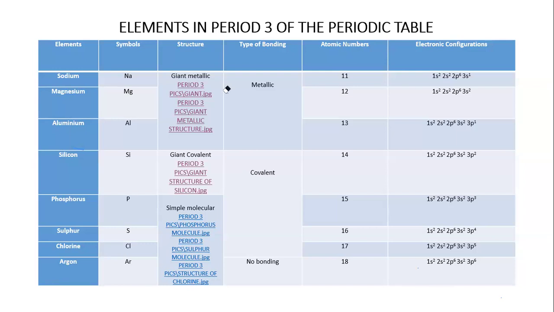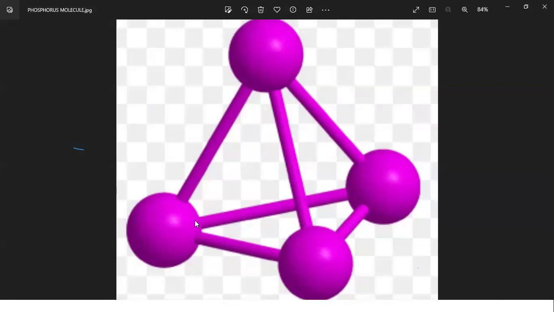Okay, so let us continue. Phosphorus, sulfur, and chlorine are the ones that can form molecules. So they have simple molecular structures which we can even draw, as we are going to see. Let us see them in 3 dimensions. So that is the structure of phosphorus. It can be easily drawn.